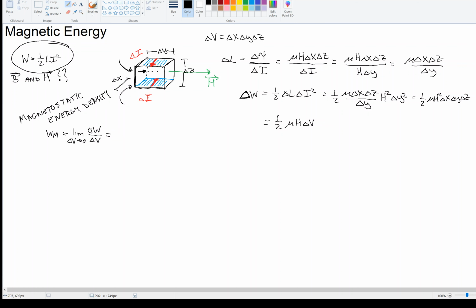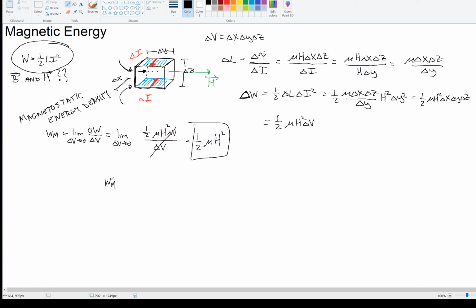And so when we do that, we've got the limit as delta V goes to 0, and our energy is 1/2 mu H squared delta V over delta V. So that's good. We don't have an issue with taking delta V goes to 0. We get 1/2 mu H, that should be mu H squared. This should be H squared, by the way. Okay, so that is the energy density. That's good. Now, let's go a little further. Let's bring the flux density into this.